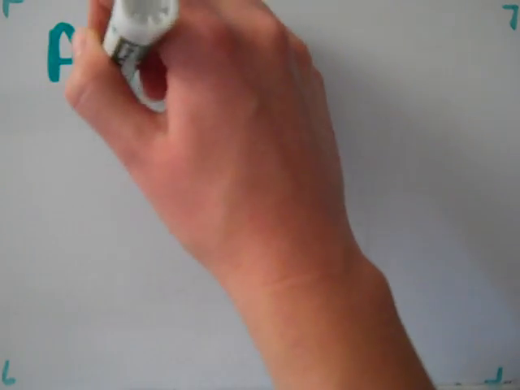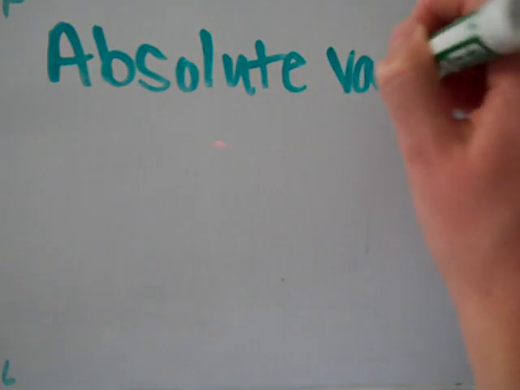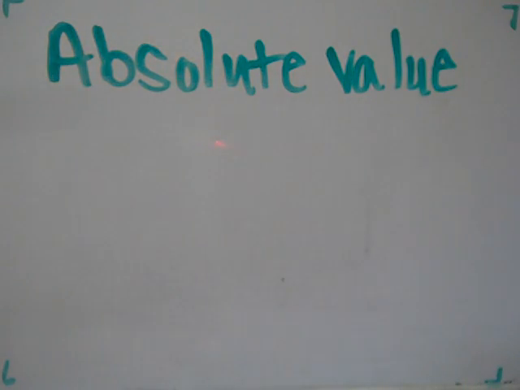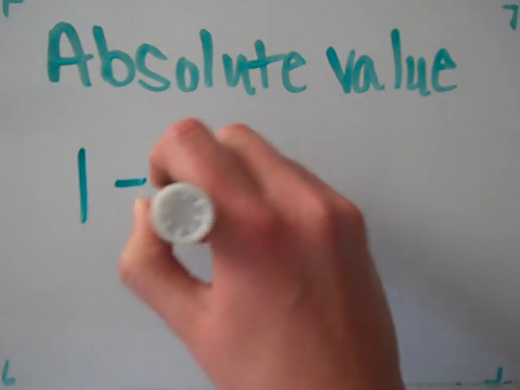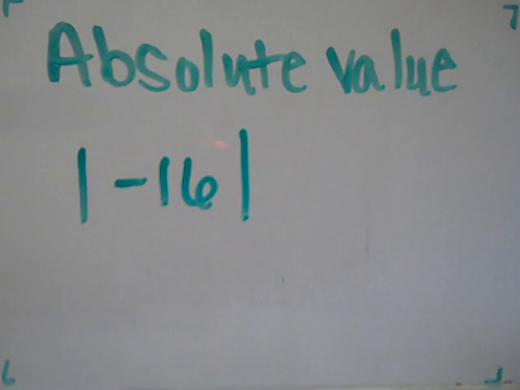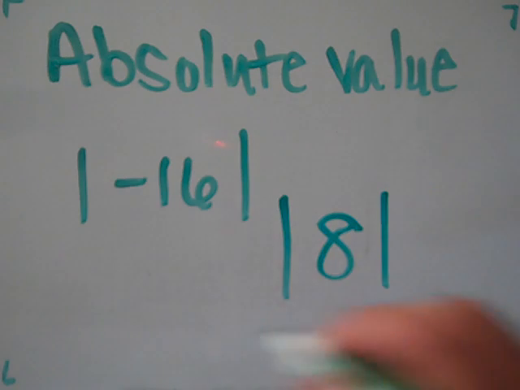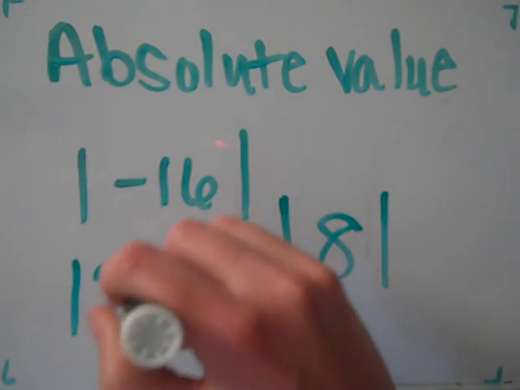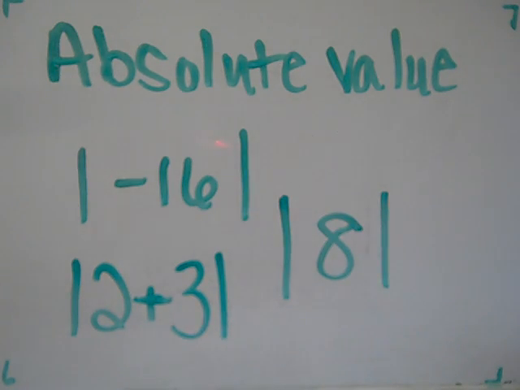The first thing we talked about was absolute value. You might see problems on the test that look like this, or this, or something like this. You will have to be able to solve those kinds of problems.